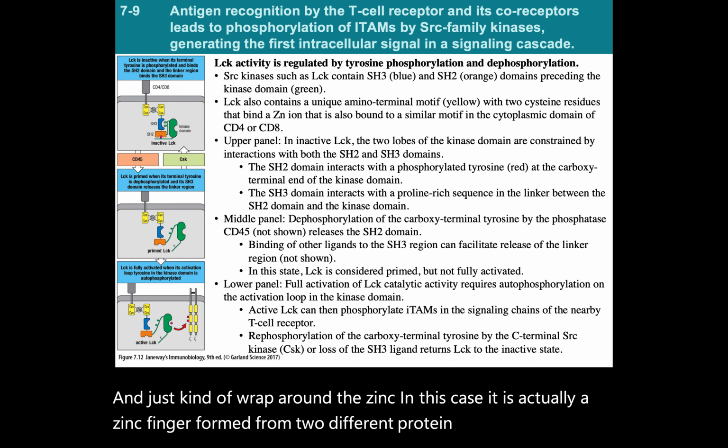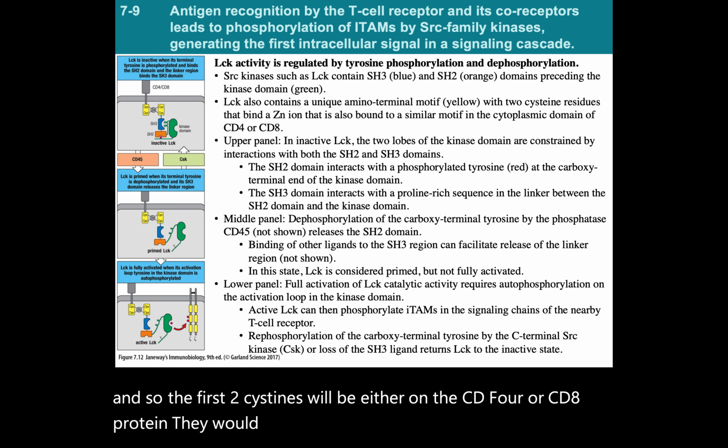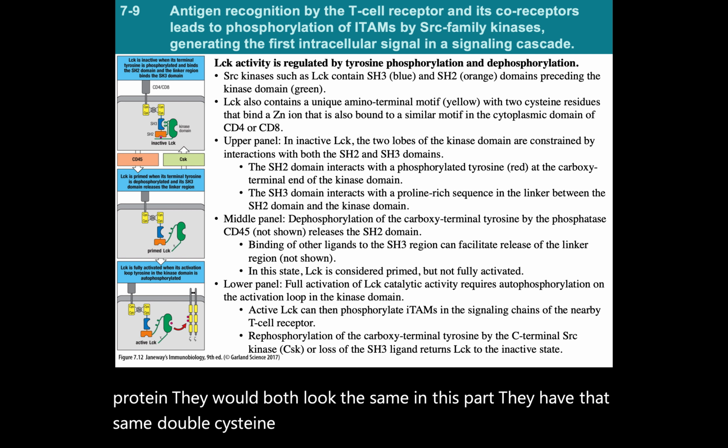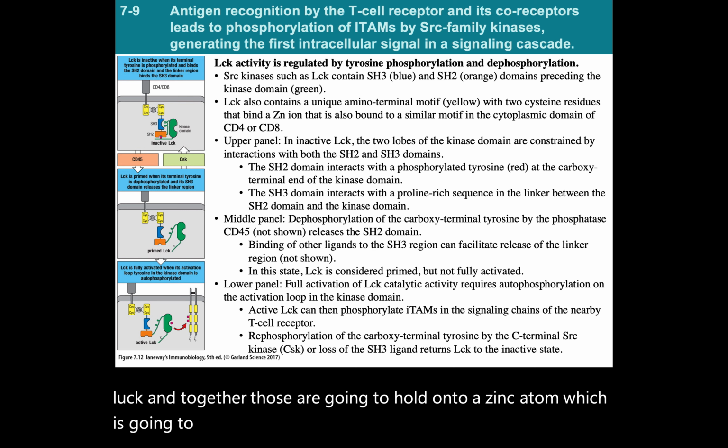Kind of neat. And so the first 2 cysteines will be either on the CD4 or CD8 protein. They would both look the same in this part. They have that same double cysteine motif. And the other 2 are going to be on Lck. And together, those are going to hold on to a zinc atom, which is going to serve as the bridge between CD4 or CD8 and Lck.